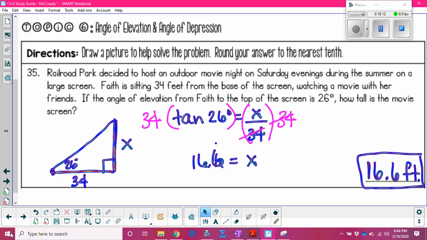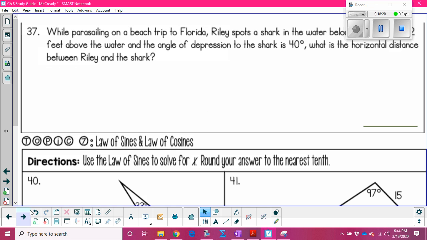Okay, let's look at another one. Let's look at the parasailing one, number 37. Parasailing on a beach trip to Florida, Riley spots a shark in the water below. Riley is 342 feet above the water. So here's Riley, way up here. Here's the water. She's 342 feet in the air.